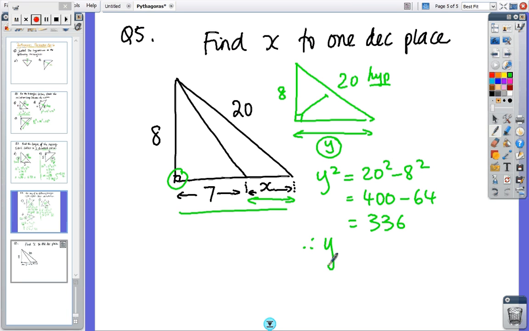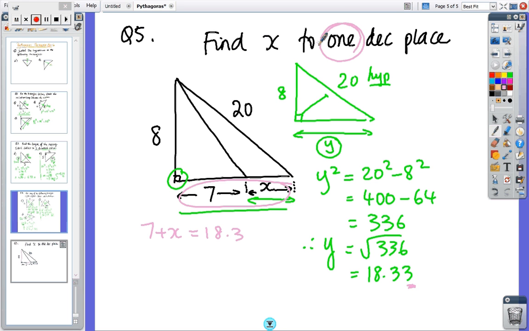336. So then you square root 336, and we want decimals, so we square root 336 and we get 18.33. Now what we do is we go back and say, well, hang on, that y, so 7 plus x, is actually equal to 18.3. I won't worry about that second decimal place because the question just wants 1. So we've got this side 7 plus x equals the new number 18.3, and so we just subtract 7 from each side, and so x, the missing number, is 11.3 units.